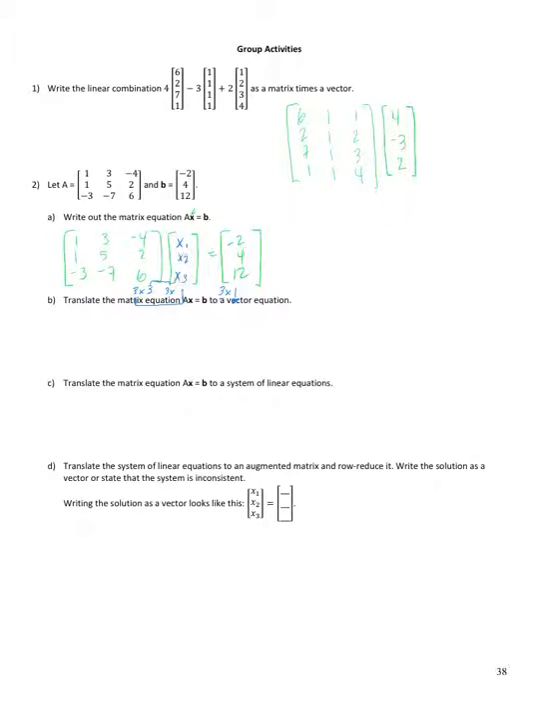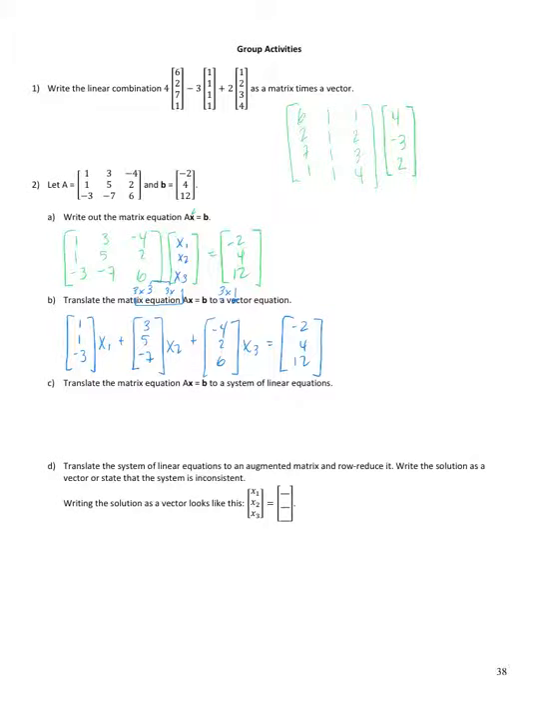Now if I want to translate this to a vector equation, each column of my matrix is a vector, and my X vector is my unknown weights. So I have 1, 1, -3 times X1 plus 3, 5, -7 times X2 plus -4, 2, 6 times X3 equals -2, 4, 12.